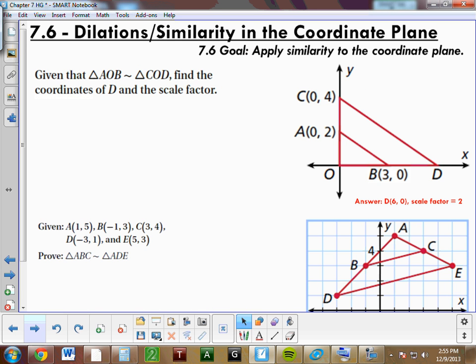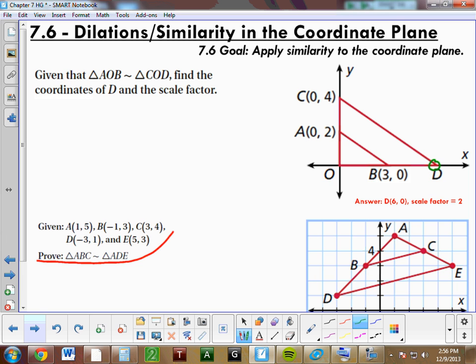So I have some examples here showing dilations in the coordinate plane. I know that this one looks like a proof. We're going to do it kind of with some algebra and make it so it's not that hard. Feel free to pause and try them out. Anyways, given this first one, we have these two triangles, and we want to find the coordinates of D and then find the scale factor.